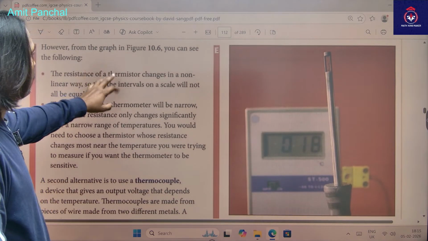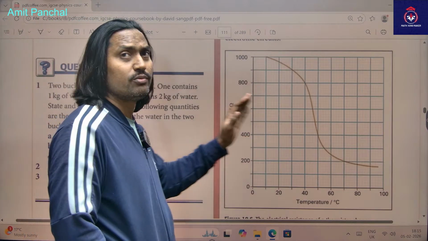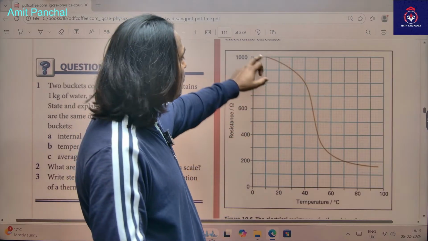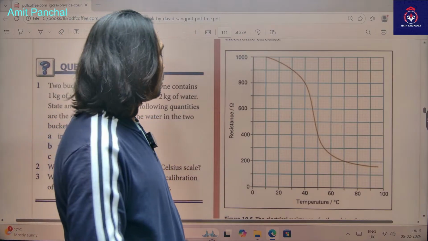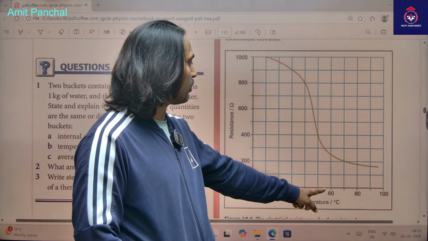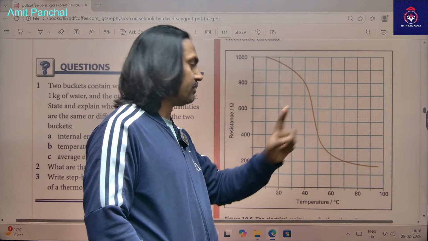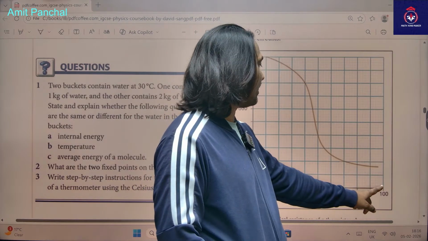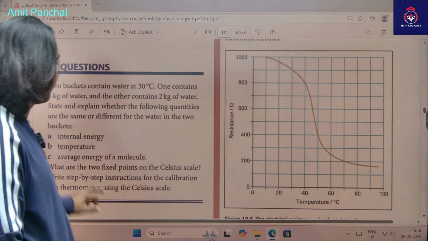So this is about the thermistor. What was happening in the case of the mercury thermometer? That was changing linearly. But you can see here it is not a linear graph. It changes very rapidly from 40 to 60 degrees centigrade, its resistance changes rapidly. And from 70 to 100 degrees, its resistance is almost the same.